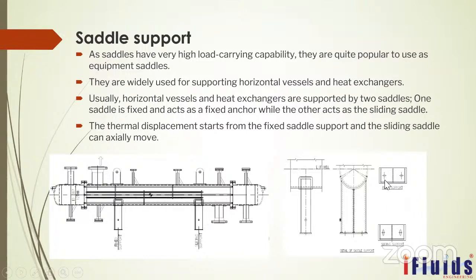A fixed support means it has a fixed hole. For example, if we are putting an M20 bolt, that hole will be M22. Here also the M22 size will be there, but it will be a slotted hole. So based on the slotted hole, it can move here and there. So this is the difference between the fixed support and the sliding support. It will allow the exchanger or vessel to move according to the thermal expansion. So in these areas only we use this kind of saddle support.